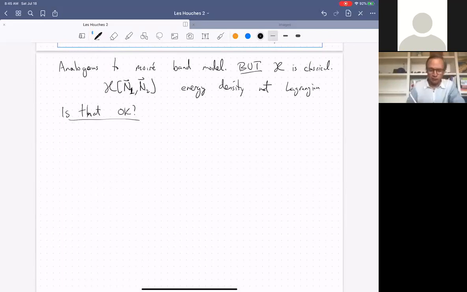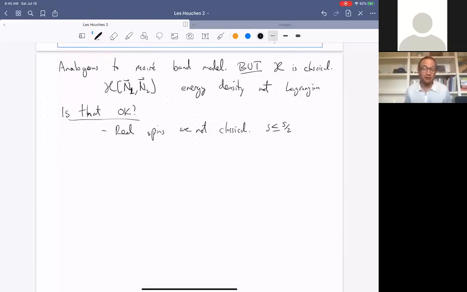You might worry, well, real spins are not classical. These manganese spins have S equals 5 halves, but the chromium spins have S equals 3 halves. There are examples where they're even smaller. Ruthenium trichloride has an effective spin 1/2, for example. They certainly are still quantum. They have quantized energy levels in a magnetic field, for example. So are we losing a lot of physics with that?